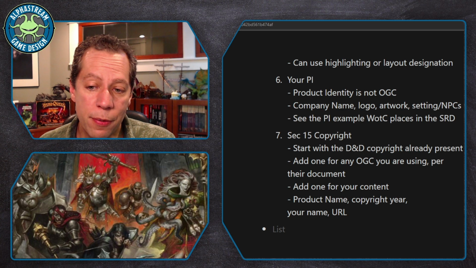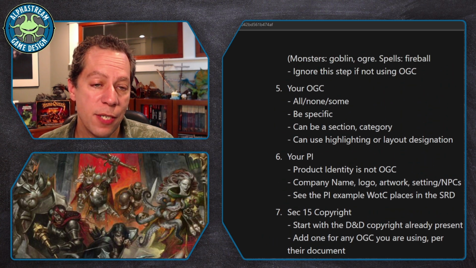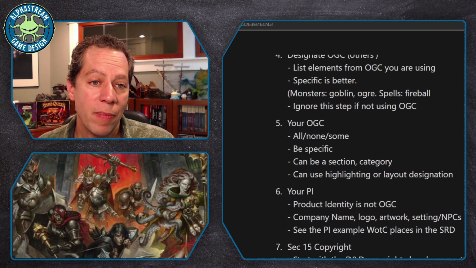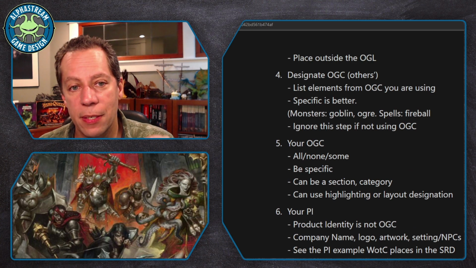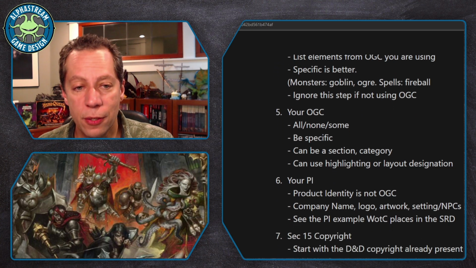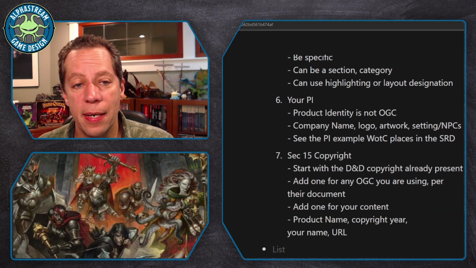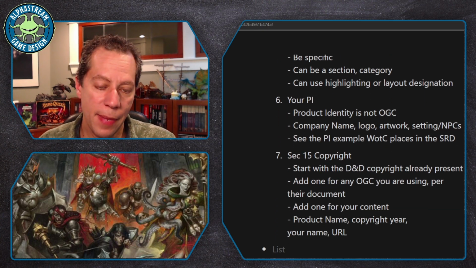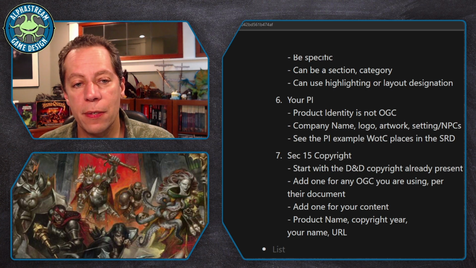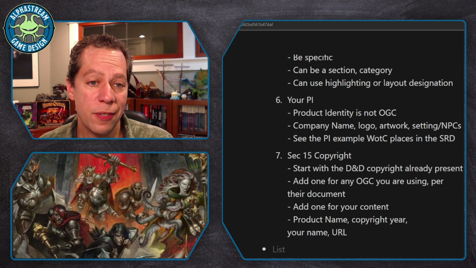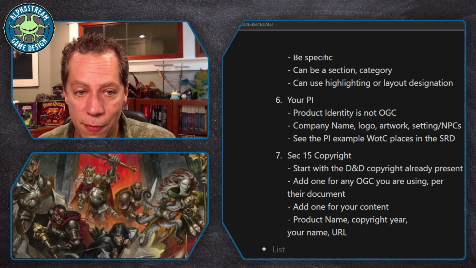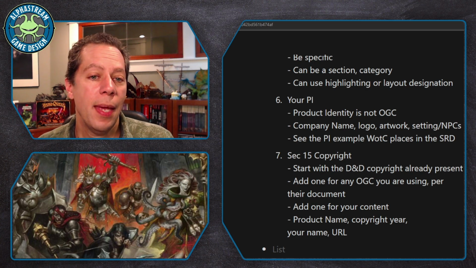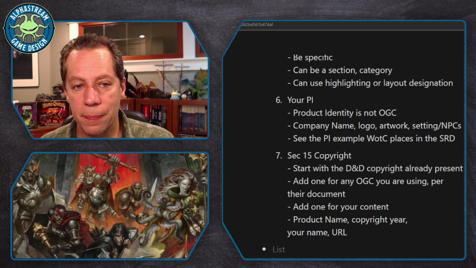And I should say both steps 5, this designation of open gaming content, really 4, 5, and 6. Someone else's open gaming content, your open gaming content, and your product identity are all designated outside of that piece. So usually what you do is put up some section called something like licenses in the appendix of your product. Start with these 4, 5, and 6 steps, and then after it, the license itself.